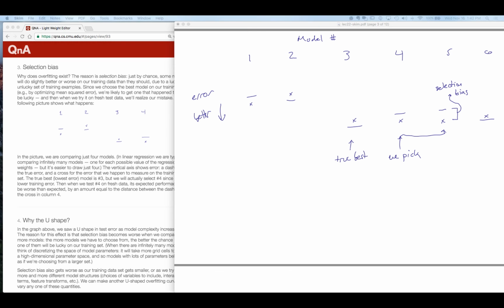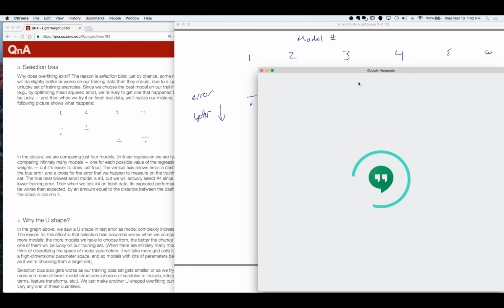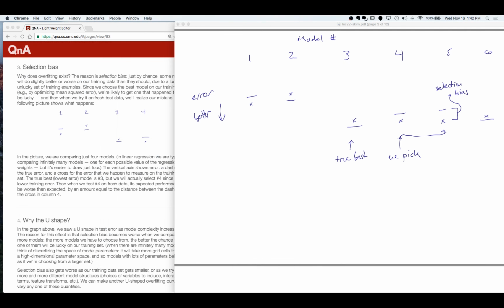I just realized that I did not open up the ability to see what the TAs are telling me, so I'm opening it up right now. I apologize if people have been asking questions that I didn't know, and I'll try and answer them soon.